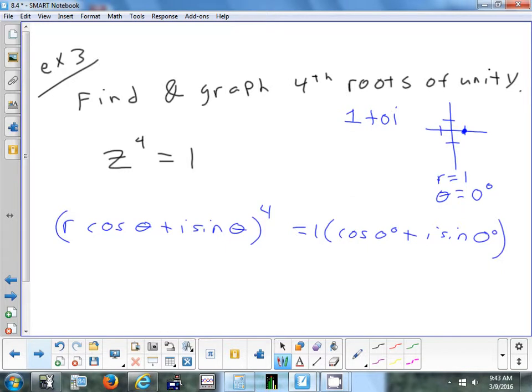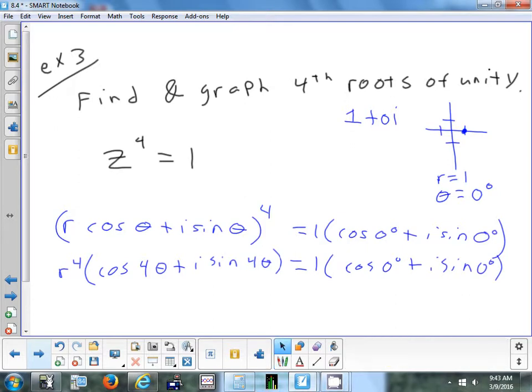Before we can set up our equation, there's one thing we have to do on the left-hand side. How do I do r cosine theta plus i sine theta to the 4th? Make it r to the 4th cosine 4 theta, plus i sine 4 theta. Some people do this step in their head and don't even write the first step. If you want to write it, that's fine: 1 cosine 0, i sine 0. All right, now we're ready to set up our equations and solve.